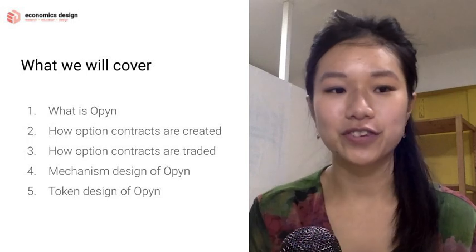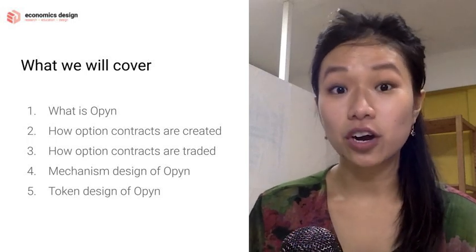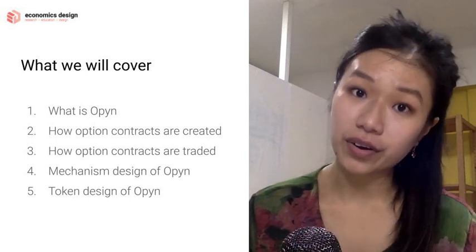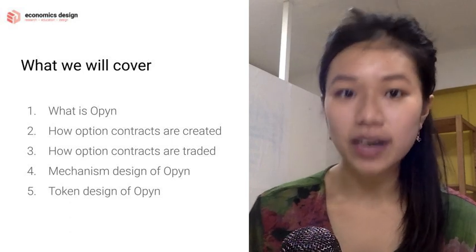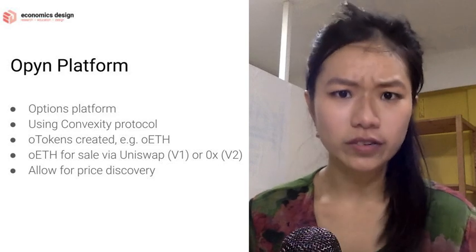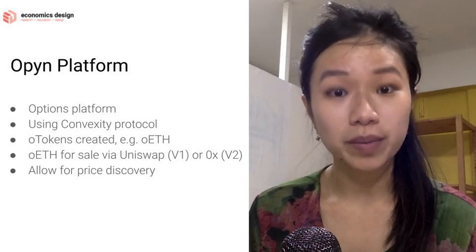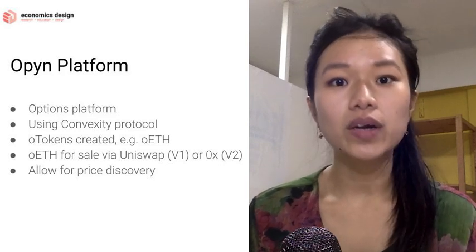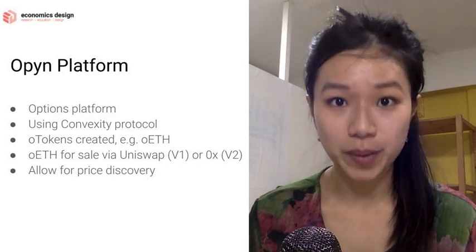We're going to cover 5 things today. What is Opyn? How the contracts are created, how the contracts are traded, the mechanism design as well as the token design of Opyn. So firstly, what is Opyn? Opyn is an options platform. It is the first options platform in the DeFi space.